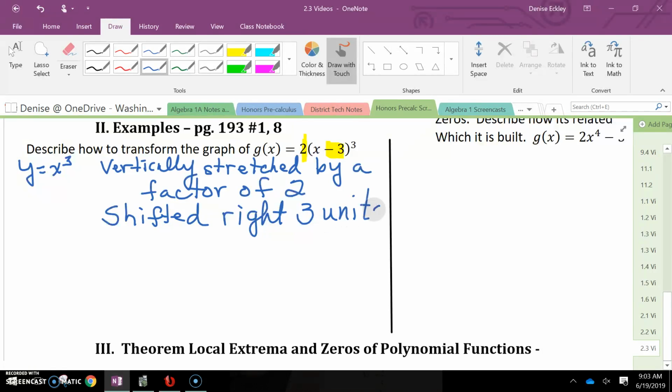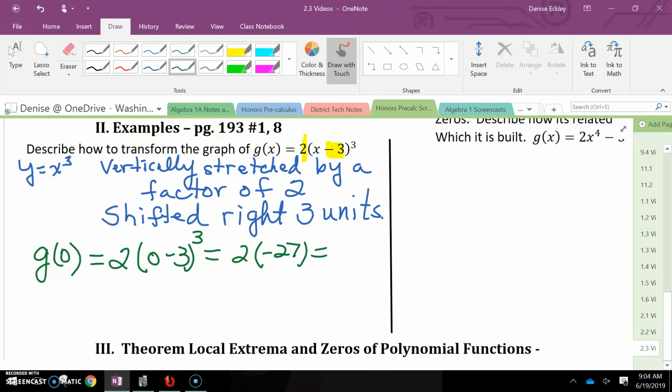Now, the directions in the book ask us to find the y-intercept and verify that what we wrote is correct. So to find the y-intercept, we want to find g of 0, because the y-intercept occurs when x is 0. So we're going to have 2 times 0 minus 3 cubed. So we get 2 times negative 27, which gives us a negative 54, which would go along with what we said.